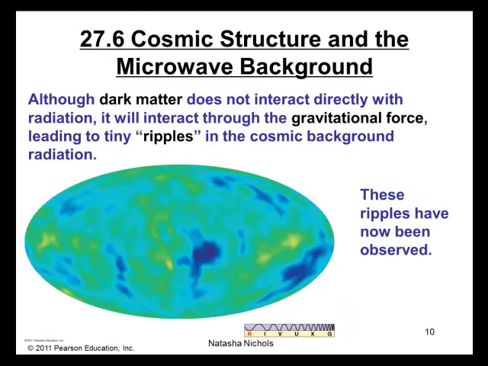Although dark matter does not interact directly with radiation, it will interact with the gravitational force, leading to tiny ripples in the cosmic background radiation. These ripples have now been observed.